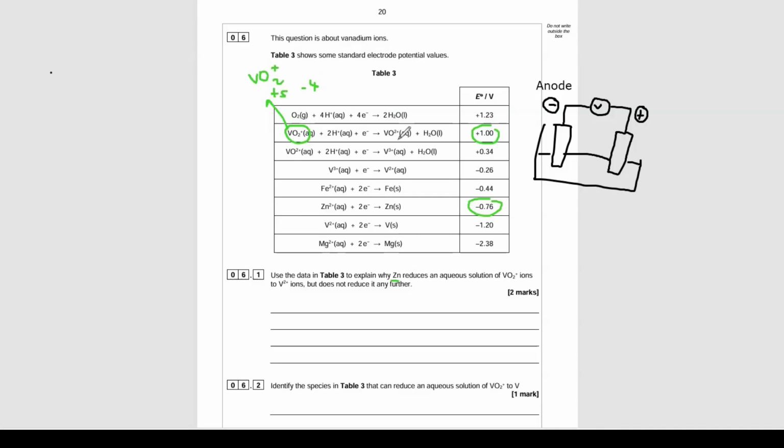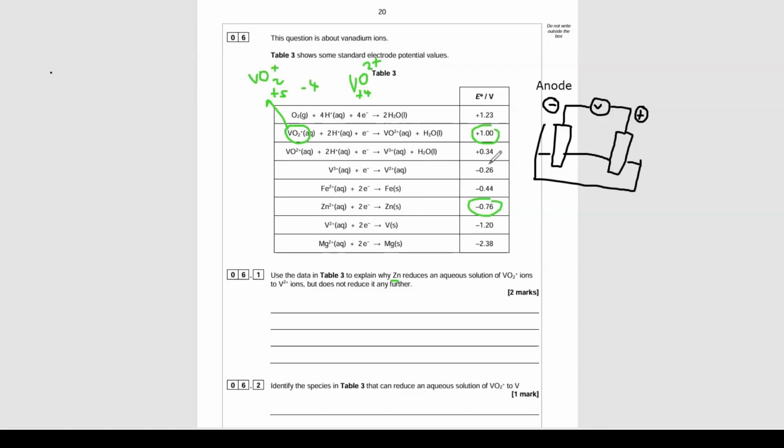So zinc is losing electrons, and it's giving those electrons to vanadium. And look here, once we've got VO2+, we know that it's now gone to +4, so it's gained an electron. Then look what happens. It can go further, because that's +0.34 and this is still -0.76. This can still give away electrons to VO2+ and make VO3+, right? It's gained another electron to become +3.